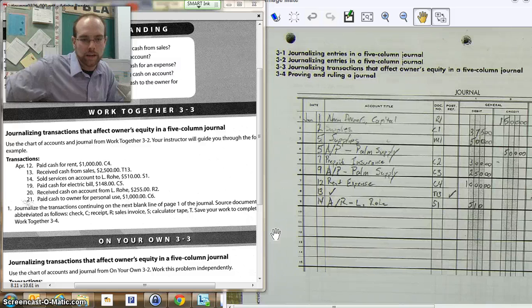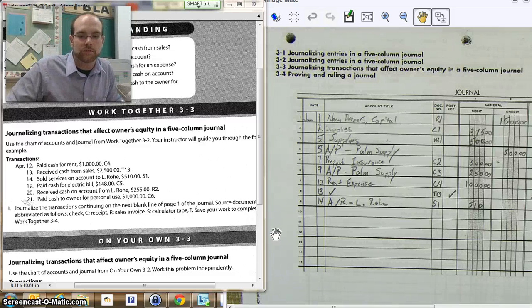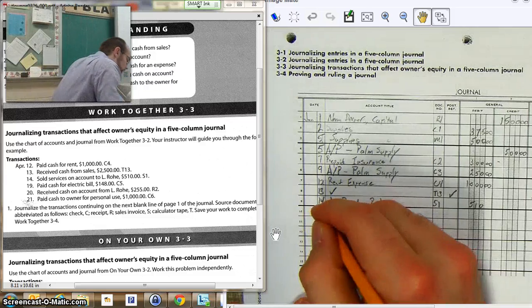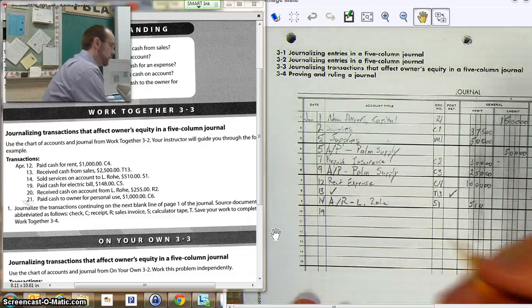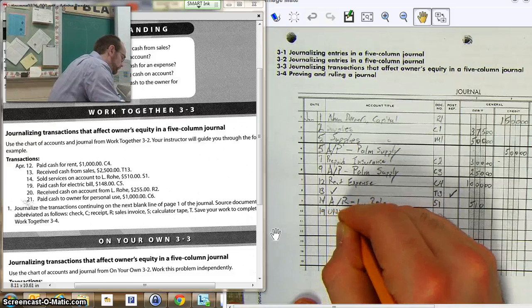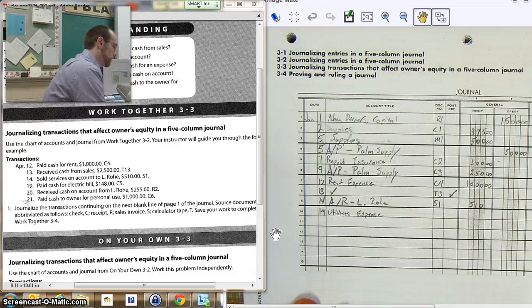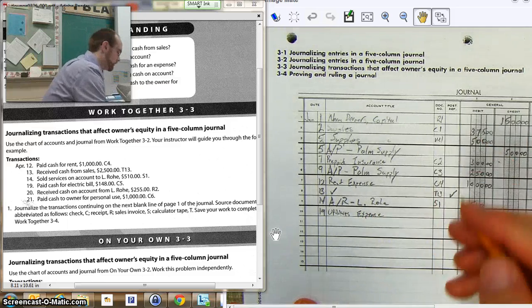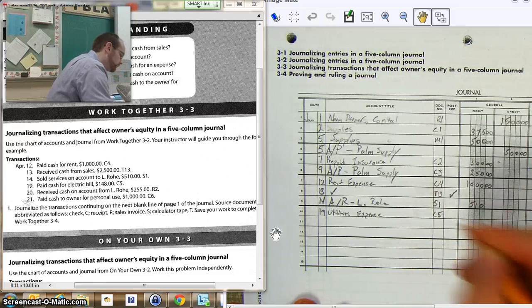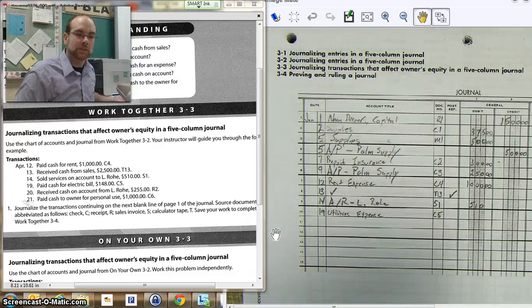On the 19th, we paid cash for the electric bill of $148 from check number 5. The two accounts affected are cash and utilities expense. So let's write this one out. The first thing we do is we date it. The other account that's affected is utilities expense. And we got that from our document number of check number 5. Now the two accounts affected are utilities expense as well as cash.